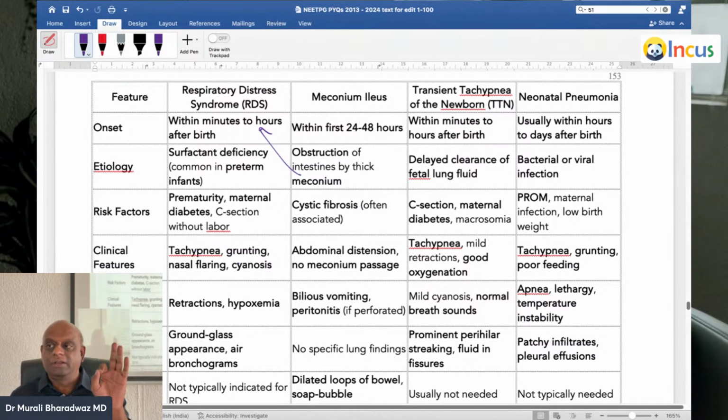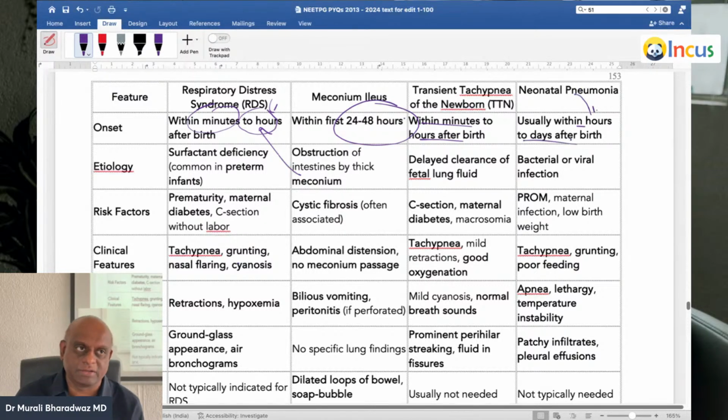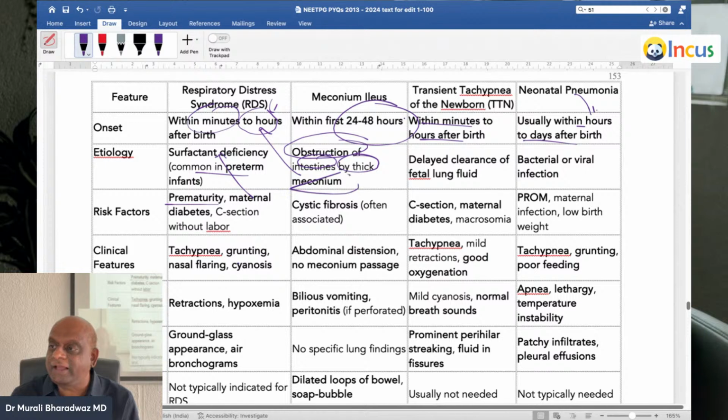Respiratory distress: immediately after birth, within minutes to hours, they'll have respiratory distress. Meconium ileus develops in 24 to 48 hours. Transient tachypnea also within minutes to hours. And neonatal pneumonia within hours to days. Within minutes only 2: respiratory distress and transient tachypnea. Respiratory distress is the surfactant deficiency. That's the reason they are all preterm infants. Meconium ileus is obstruction of intestines by thick meconium.